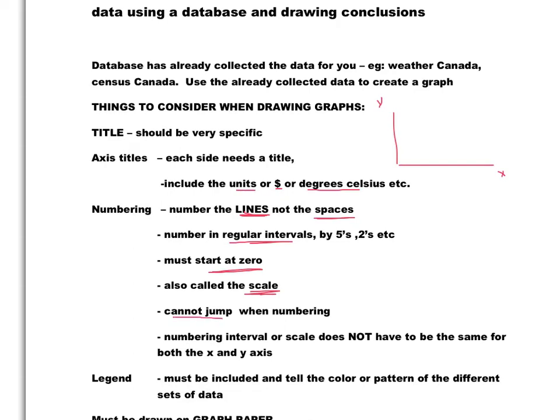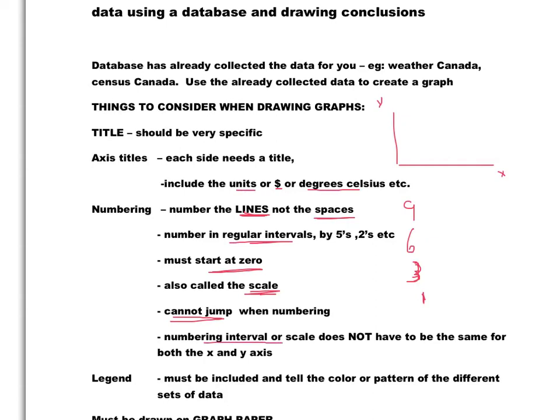You cannot jump when you're numbering. So I cannot say, okay, I'm numbering by 3s, but my first piece of data is at the 1, so I'm going to go 1, 3, 6, 9. I'm now counting by 3s. Well, technically I'm not, because 1 to 3 is by 2s. So be careful that it really is by 3s all the way along.